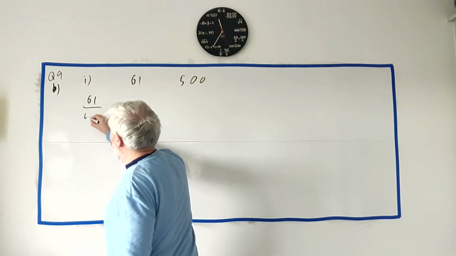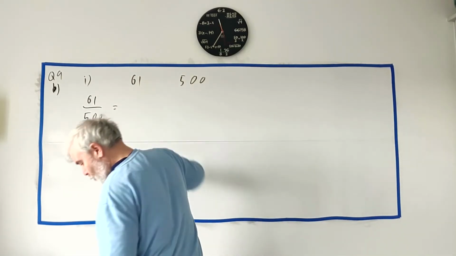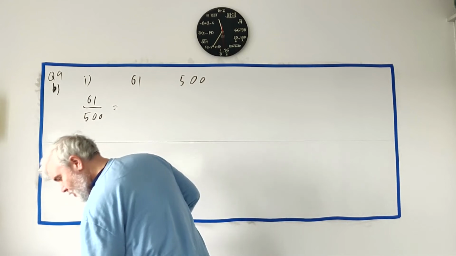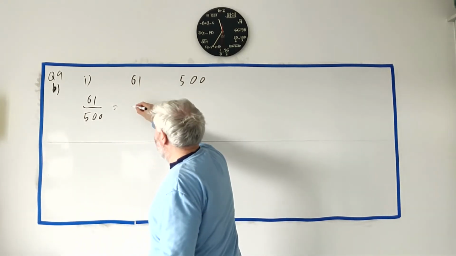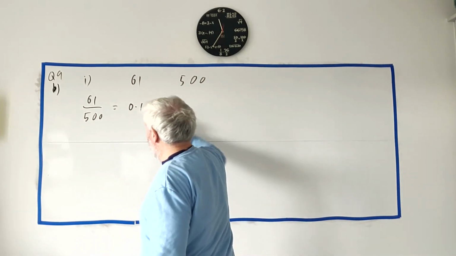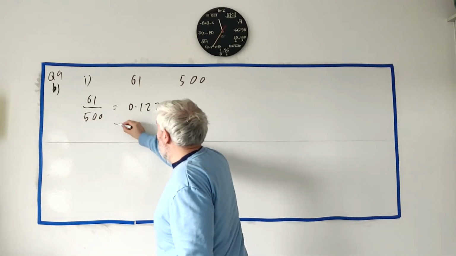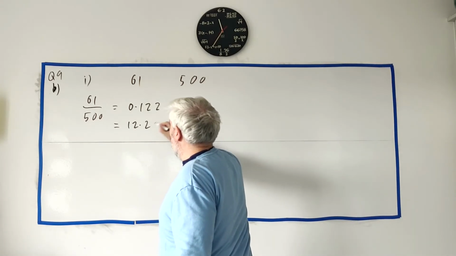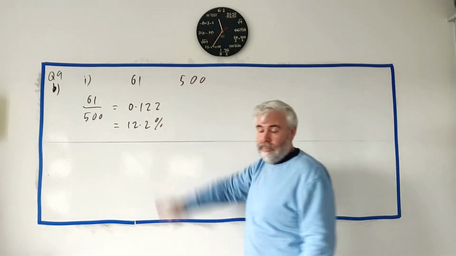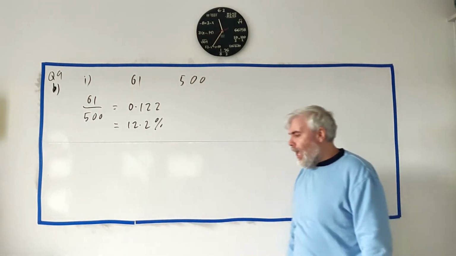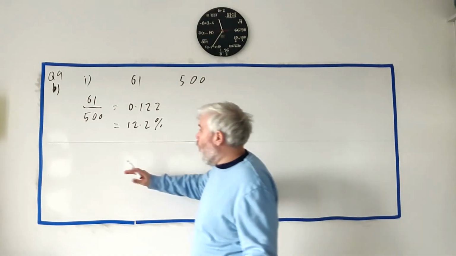61 out of 500 will come out as 0.122. And again, they want that as a percentage, so we just multiply by 100: 12.2%. So they're the same number, same thing. Okay, that's it. That's part 1 done.